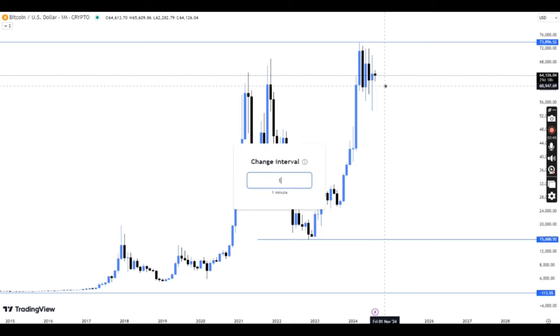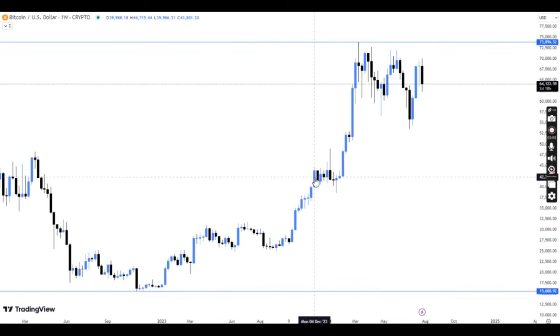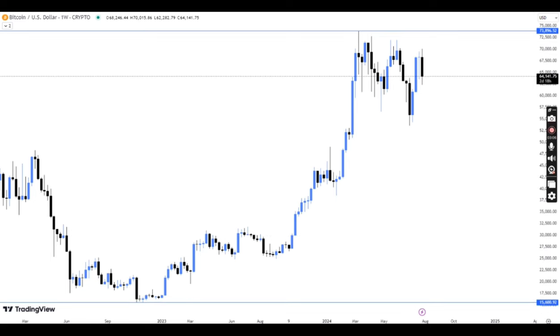Pushing down onto the 1 week time frame, let's see. On the 1 week time frame, this is what I was telling you guys. You see, Bitcoin has been running pretty well on an upward trend, so we're going to expect pullbacks. But I'm going to show you how to mark a BOS, I mean the break of market structure.